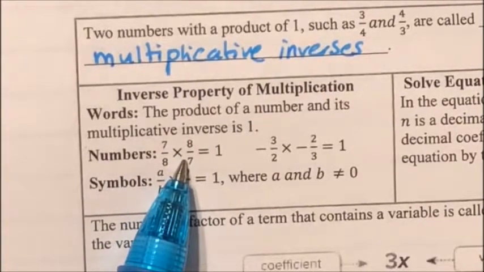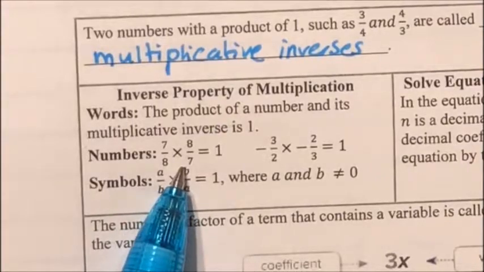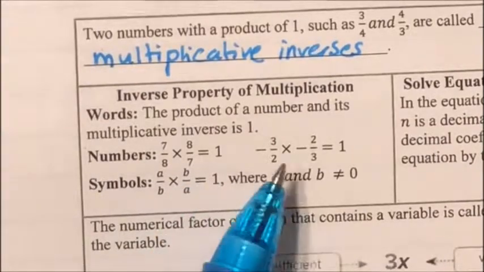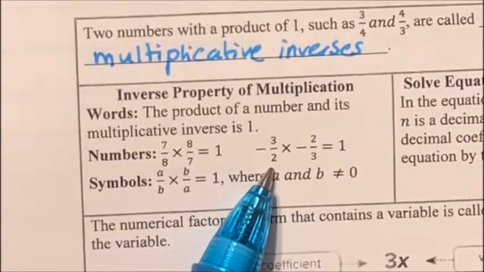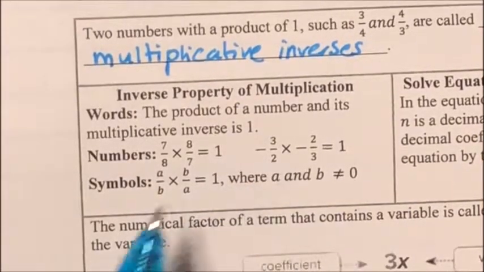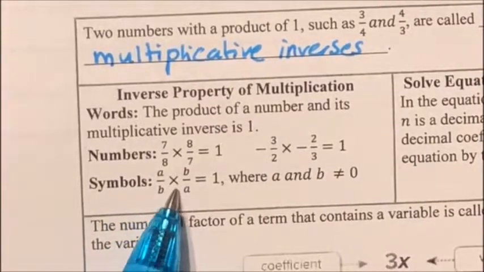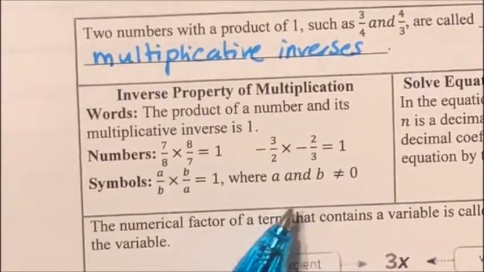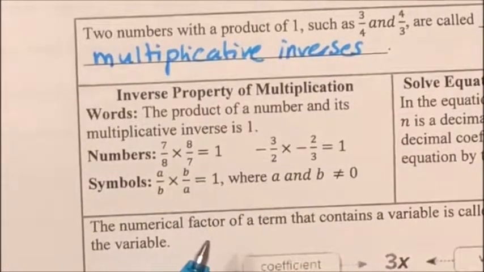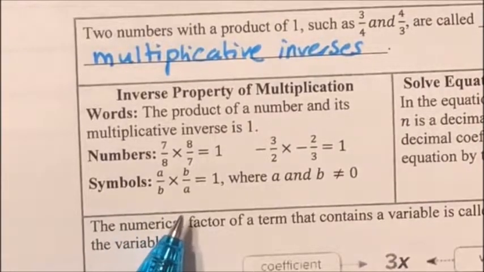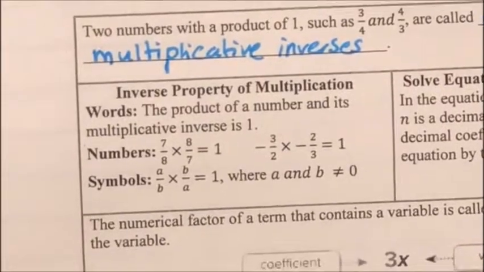7 times 8 gives you 56. 8 times 7 gives you 56. 56/56 is 1. Okay. It works for negative numbers too. Both have to be negative. Remember, a negative times a negative equals a positive. Okay. In symbols, A/B times B/A equals 1, where A and B cannot be 0. Because if A or B equals 0, then you're dividing by 0 and it just doesn't work. And remember, in math world, dividing by 0 is a no-no.